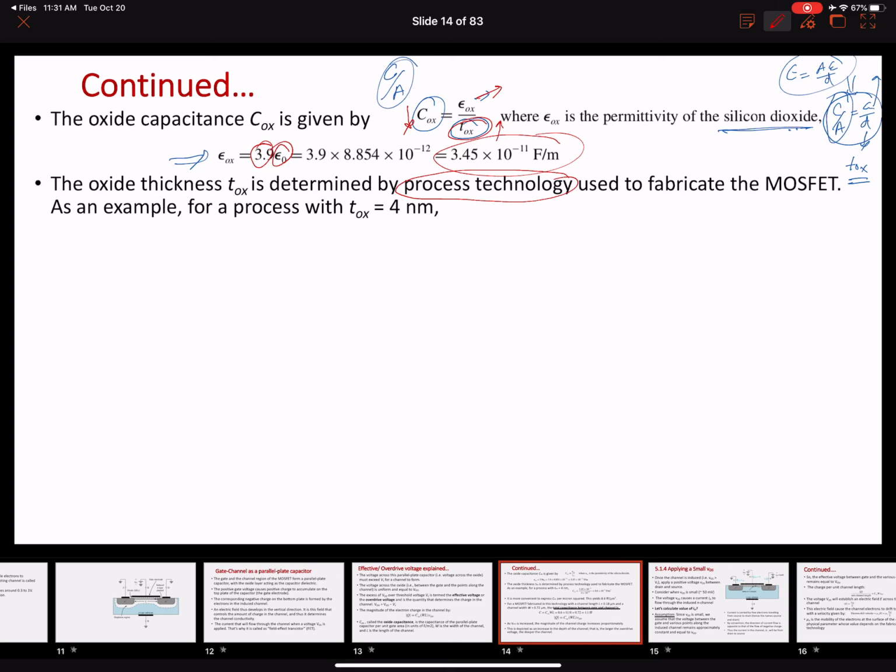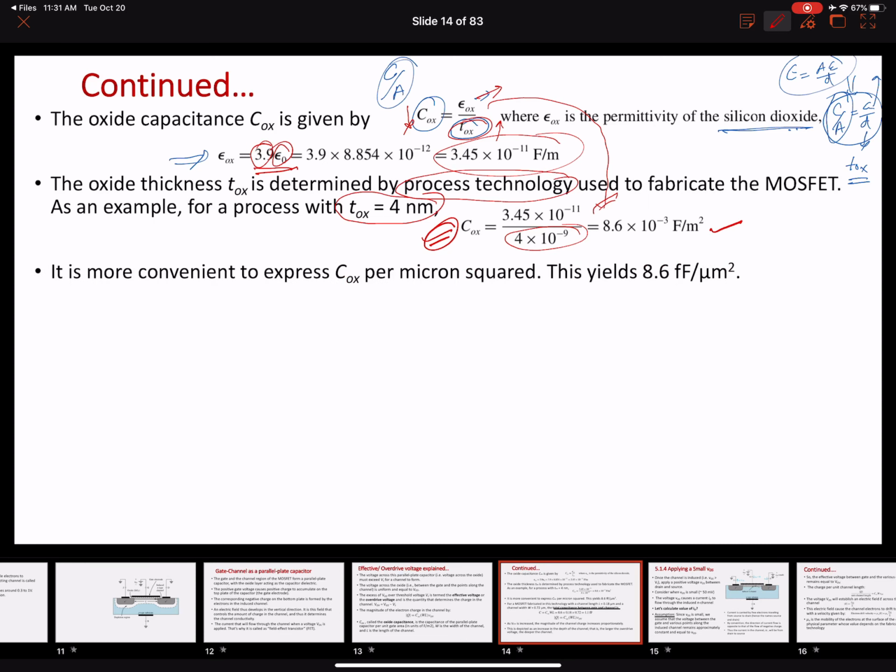Now, as an example, if we can achieve a thickness of 4 nanometers for an oxide layer, the total capacitance of the oxide will come out like this, right? So you have 3.9 epsilon naught divided by the oxide layer thickness. I'm using this equation over here, so this will be the total value. Some people also like to express this in micron square, just because, of course, you will realize that W and L, the other parameters, are in the micron ranges. So that is why people also like to express it as farads per micron square. Okay.